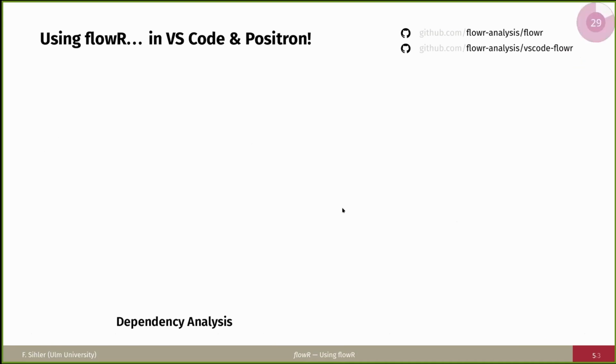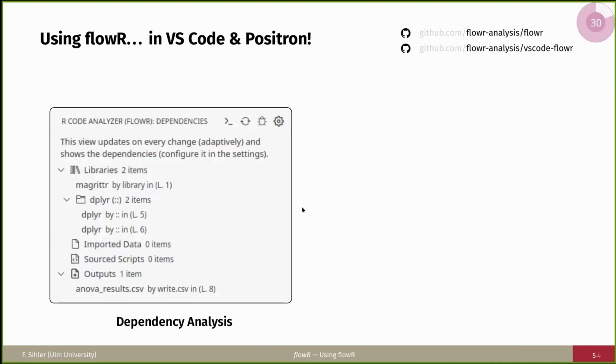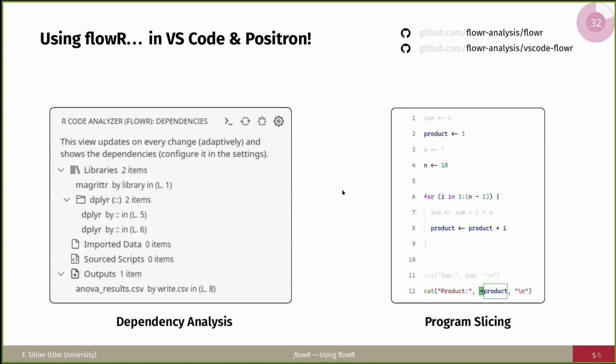For example, we can present you with something called dependency analysis, where, opening an R script, and this is a screenshot from the extension that I'm trying to live demo right after my presentation, you can see all of the libraries that the script is loading, all of the data it's importing, scripts it's sourcing, and outputs it's generating, like figures or tables and so on. And this can give you a first overview. On the other hand, of course, there is program slicing, where you can select individual variables and directly see which parts influence that specific behavior. Of course, the extension can do a lot more, but we are now just focusing on these two parts.